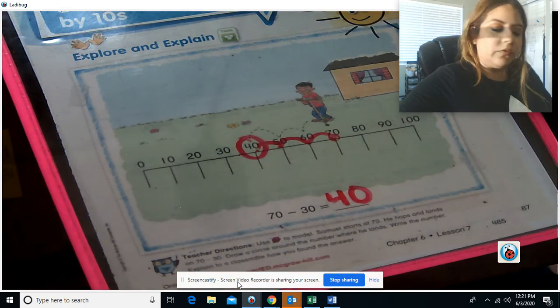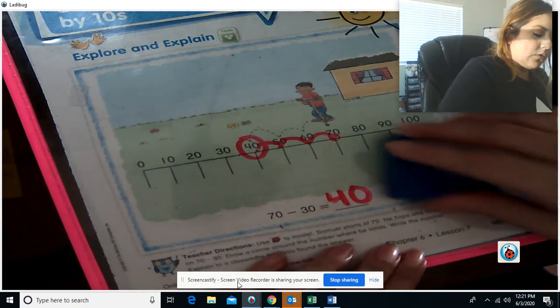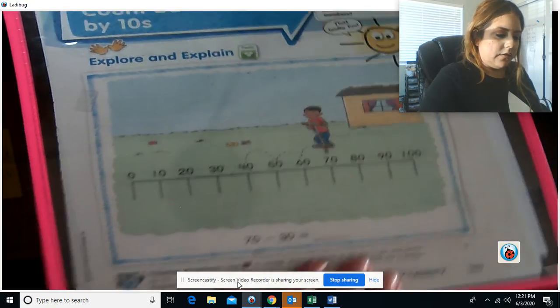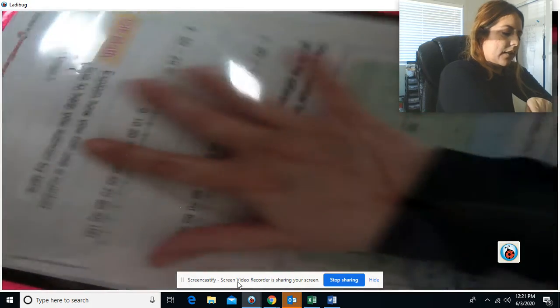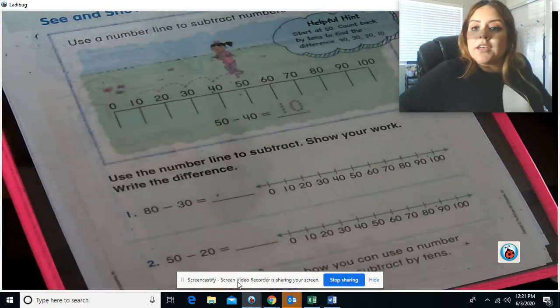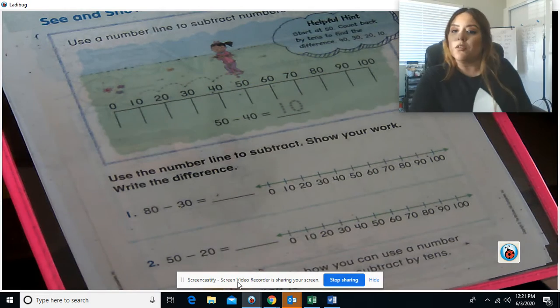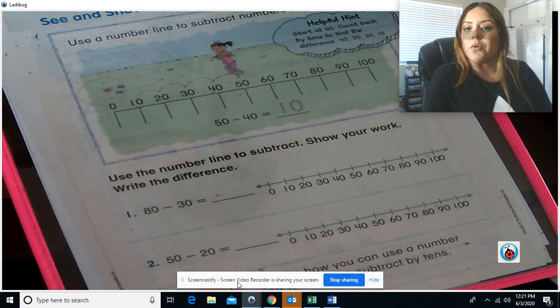Okay, so let's move on to the next page to do some more problems. We're going to turn to page 486. Now I'm doing mine on this cover with marker so that I can use this paper again later, but you should be doing this with pencil. Remember, we do math with pencil.